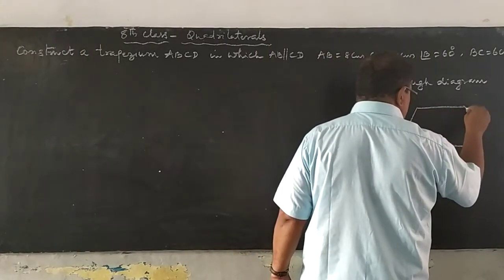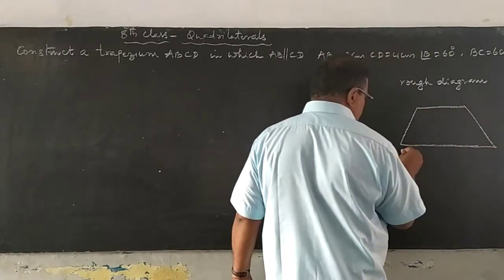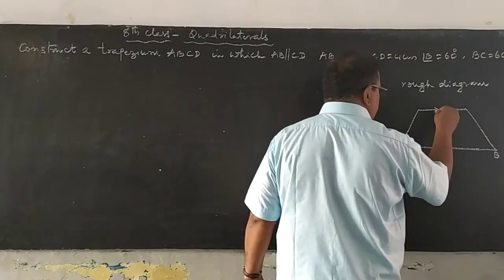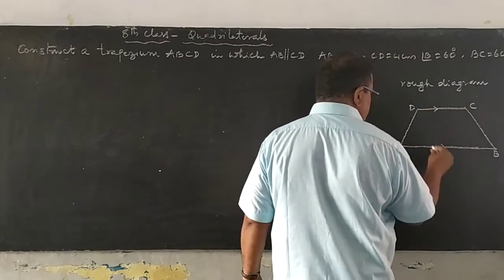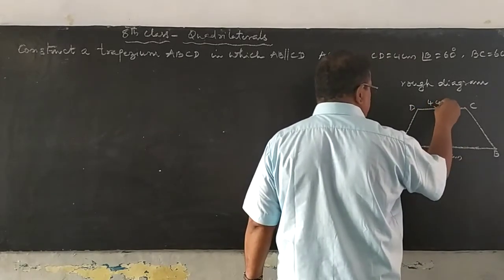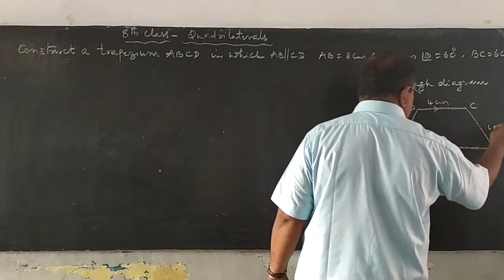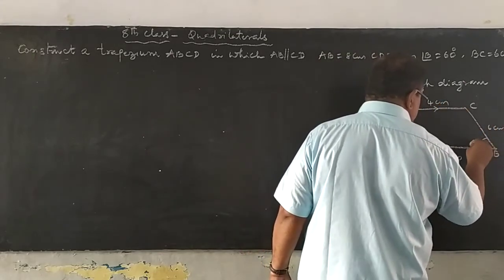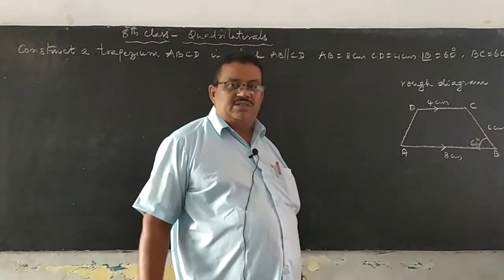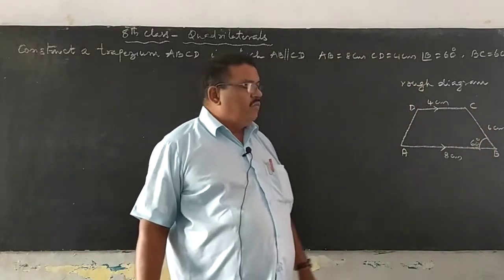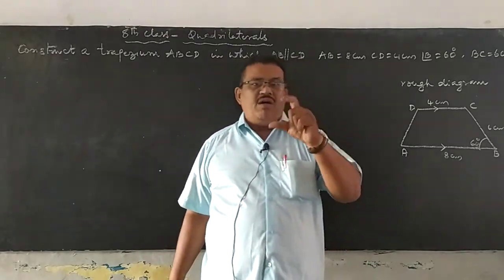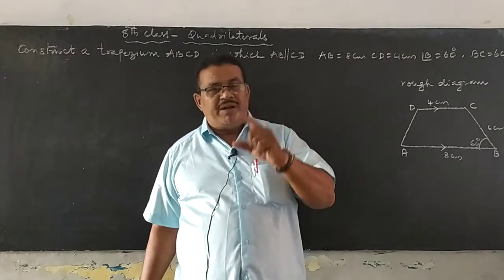A trapezium is a quadrilateral in which one pair of sides is parallel. Here AB is parallel to CD. AB is 8 centimeters, CD is 4 centimeters, BC is 6 centimeters, angle B is 60 degrees. These are the given measurements for us. Here, one time just recall the properties. In a trapezium, pairs of adjacent angles are supplementary.